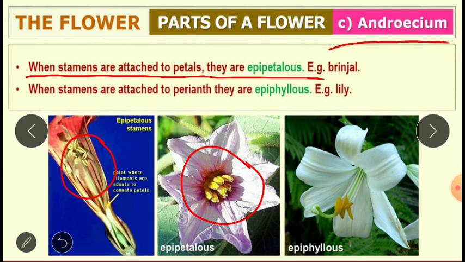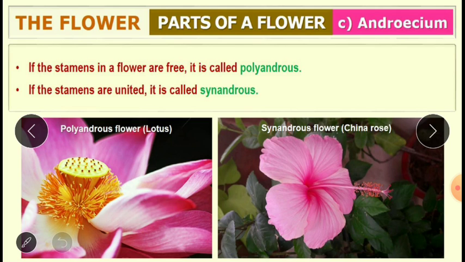The second is going to be the epiphyllous. When the stamens are attached to the perianth, they are called epiphyllous. What is perianth? When the petals and the sepals are fused together, they form the perianth. We have already seen this in the last video. So whenever the stamen is attached to the perianth, it is called epiphyllous. Example is the lily plant.